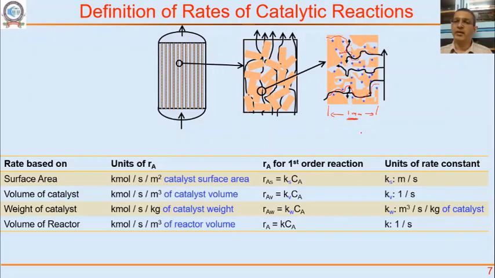So the distance actually traveled divided by the size of the particle is called tortuosity. So tortuosity is always more than 1.